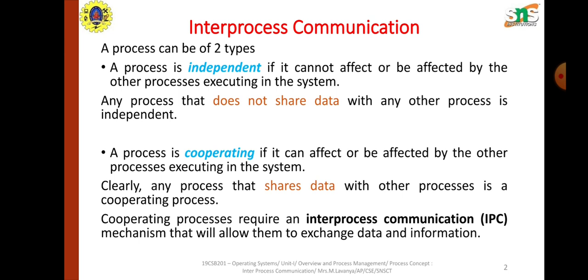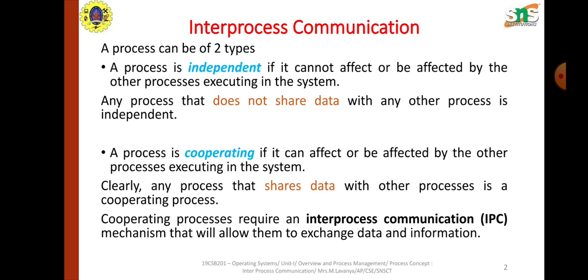Basically, a process can be subdivided into two types. One is independent and another one is cooperative. A process is said to be independent when it can't affect the other process while executing in the system. Any process that does not share data with other process is known as independent process.